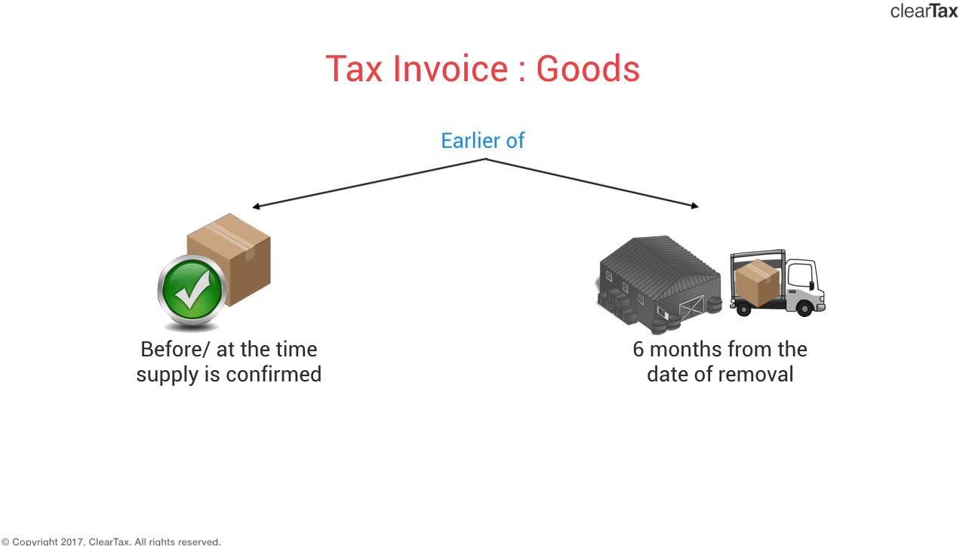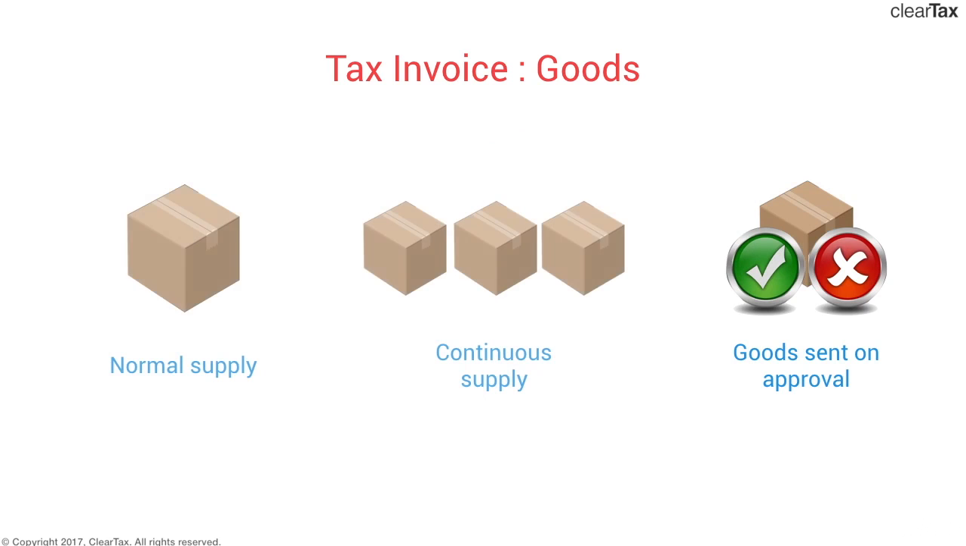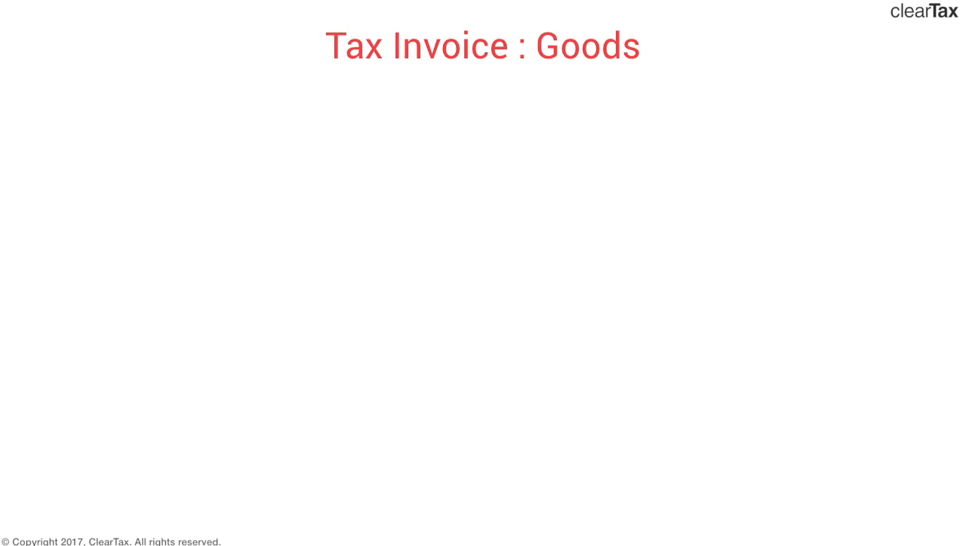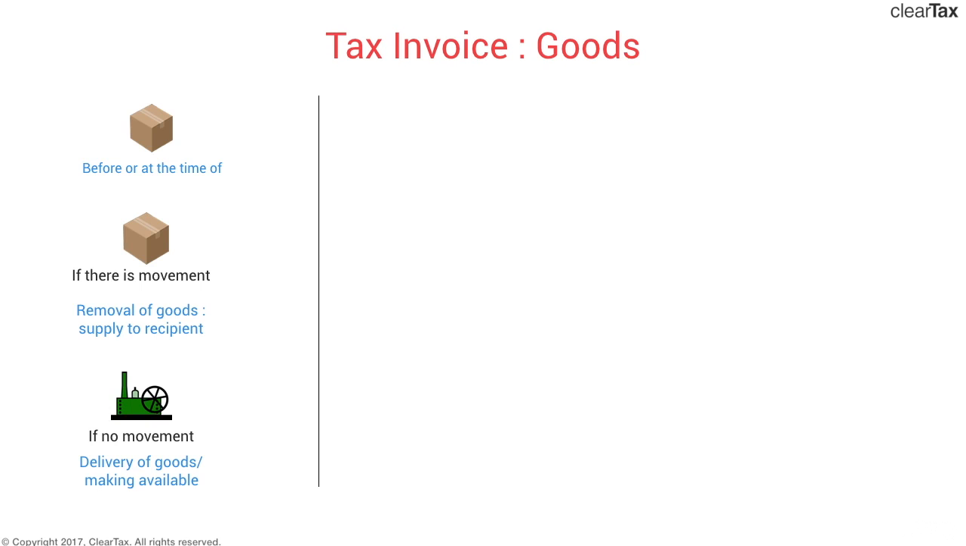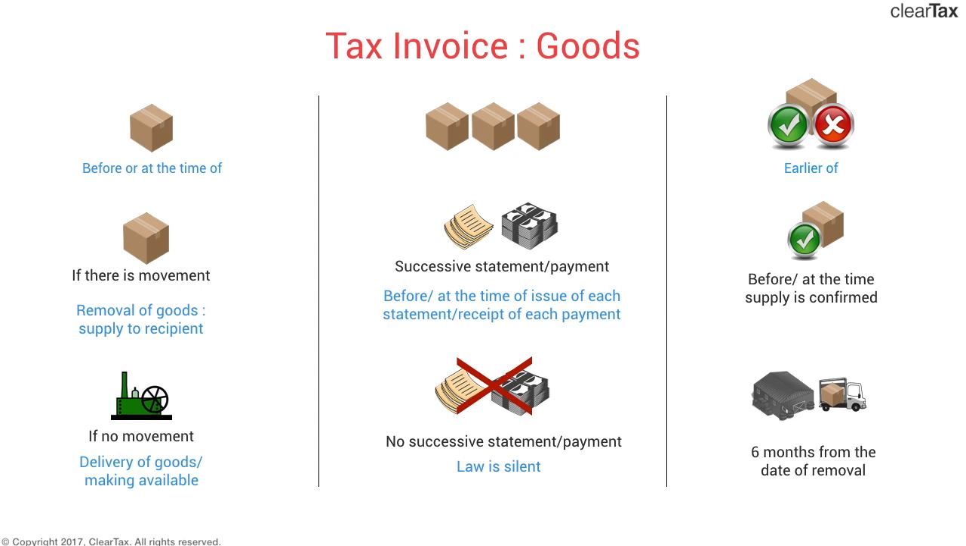And here's a bird's eye view of the timelines, the last date on which the tax invoice has to be issued in case of supply of goods. If there's movement, then removal of goods. No movement, delivery or making available. Successive statement, before or at the time of each such statement or each receipt of payment. No successive statement, as of now, we are not sure what the situation is. And the last, earlier of confirmation of supply or 6 months from the date of removal.